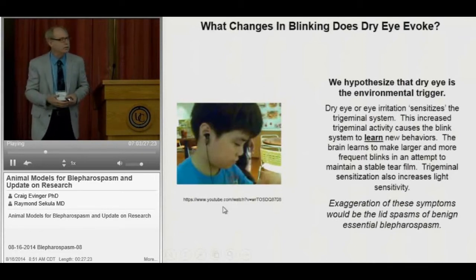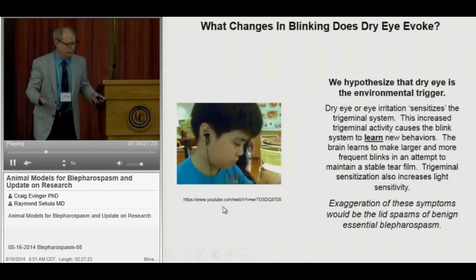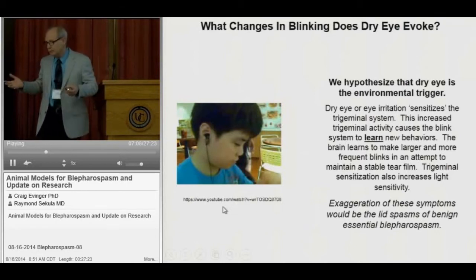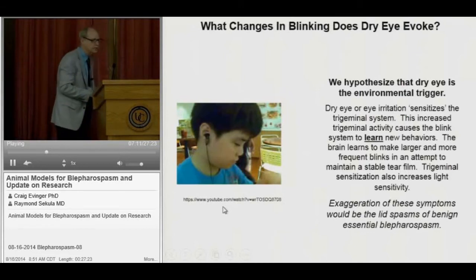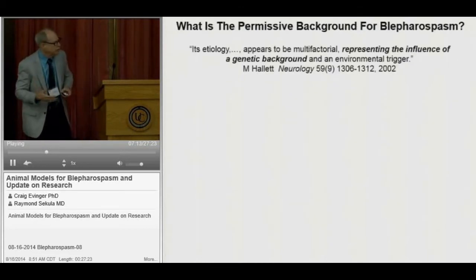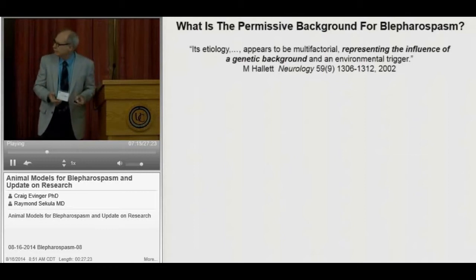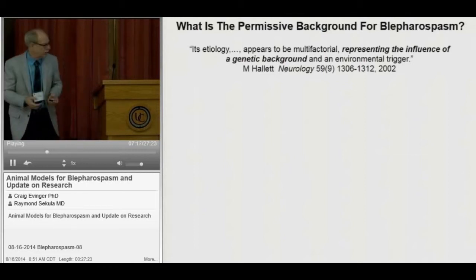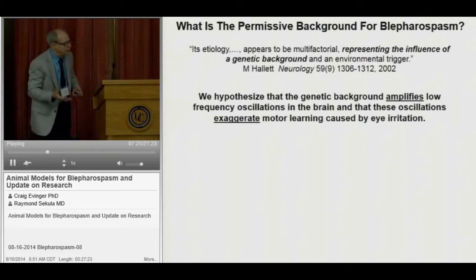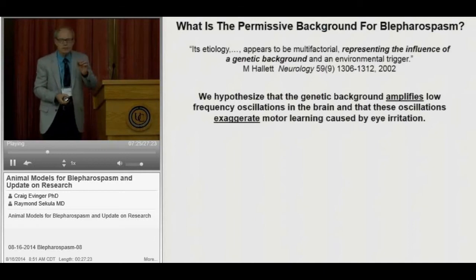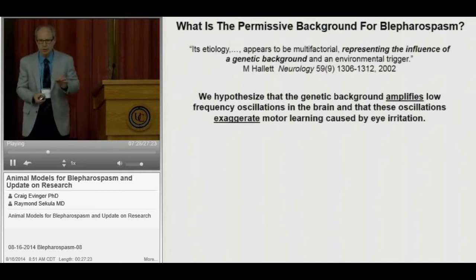Right? So how do you go about exaggerating that? And why do some people develop blepharospasm and most people don't? Well, we're back to this issue of the influence of a genetic background. Okay? And what is that background? I think what's happening is you're amplifying low-frequency oscillations, and that these oscillations exaggerate motor learning.